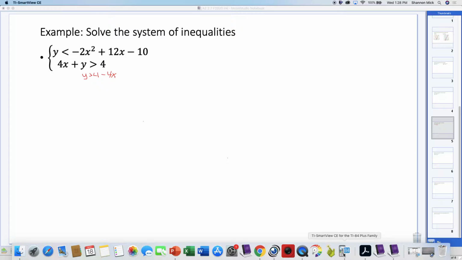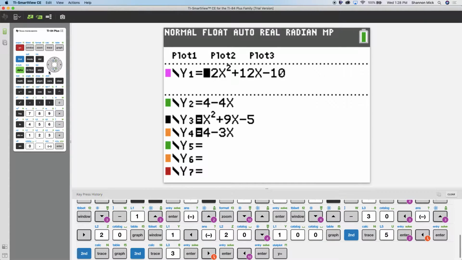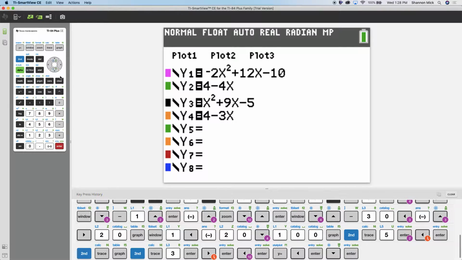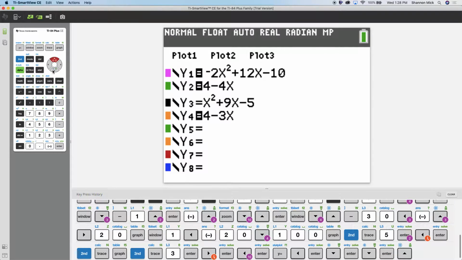In your calculator, how do I graph something? You go to y equals. So go to y equals and put them in your calculator. Do not put everything that is on my screen because I have other equations in there. The top two should be what you have written on your paper.